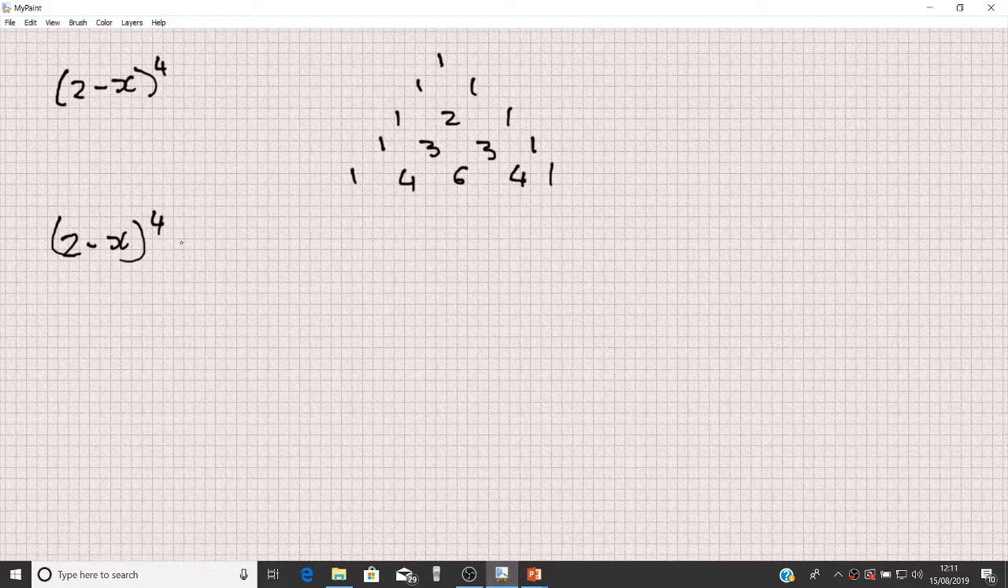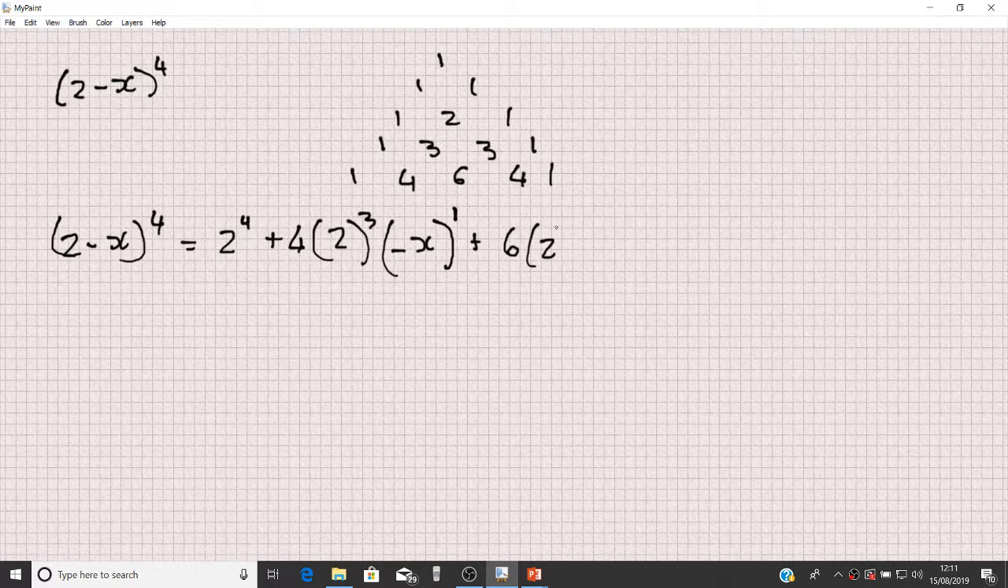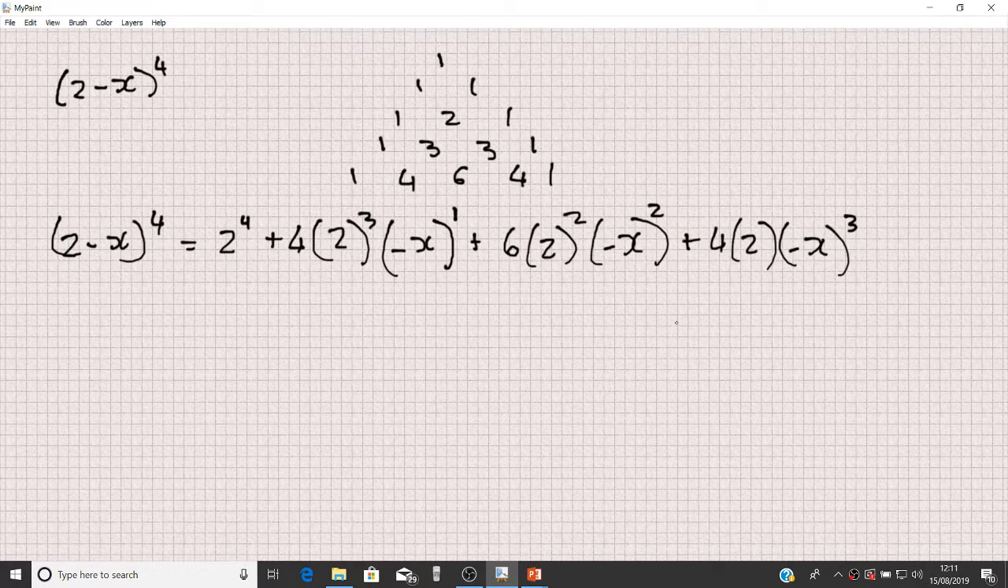So the first coefficient we'll use is 1, so we're going to have 2 to the power of 4, plus 4 times 2 to the power of 3 times minus x to the power of 1, plus 6 times 2 squared times minus x squared, plus 4 times 2 to the power of 1 times minus x to the power of 3, and the final term is plus minus x to the power of 4.